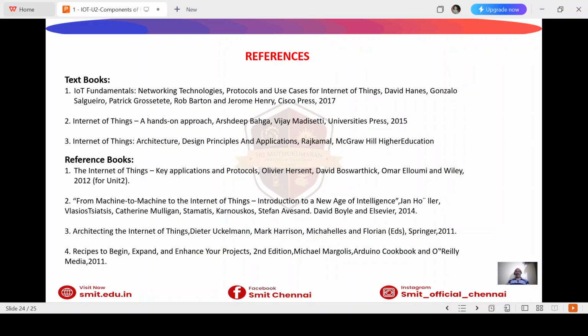So these are the main topics which we have covered so far: the functional blocks of an IoT ecosystem, and we have covered sensors, what is a sensor and what are its types, and the third one is actuators, what is an actuator and what are the types of actuators. In the next, these are the references of textbooks as well as reference books for your reference.